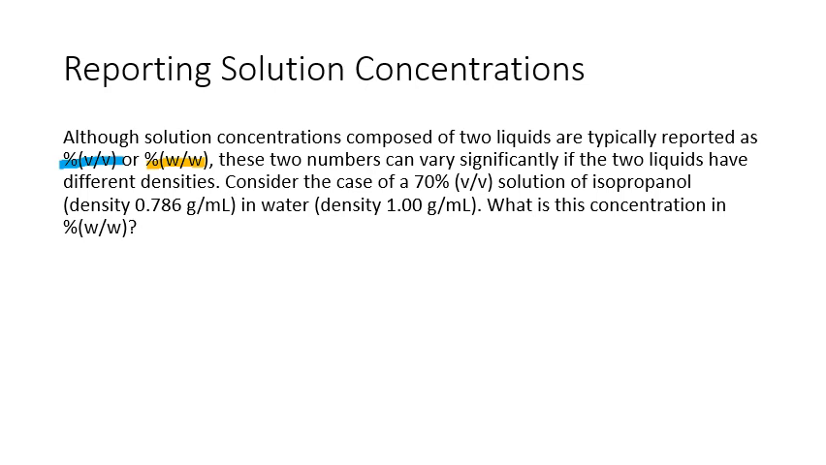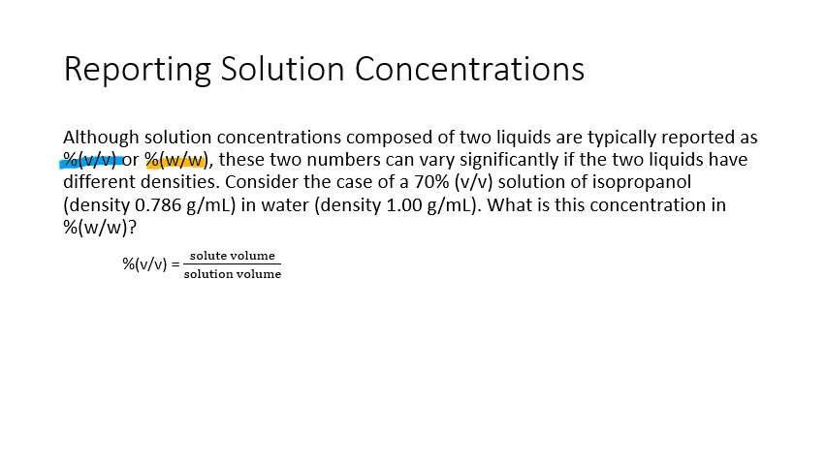And this only really makes a difference because isopropyl alcohol has such a low density. The density of isopropyl alcohol is 0.786 grams per milliliter, whereas water has a density of 1 gram per milliliter. So there's going to be a little bit of difference in the mass compared to the volumes. And we can actually do that calculation here.